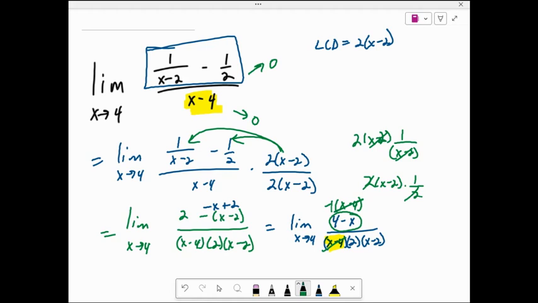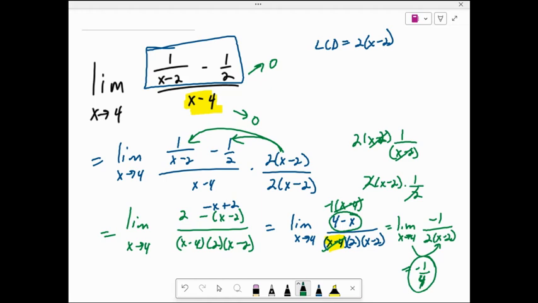And then you can see that the x minus 4s divide out, and you get the limit as x approaches 4 of negative 1 over 2 times (x minus 2). And then once you let x become 4, you get negative a quarter. Okay? So again, the issue here is with the algebra. You're subtracting rationals, so you need a common denominator, and then you have to be able to clear what we call an improper fraction, or a fraction within a fraction.